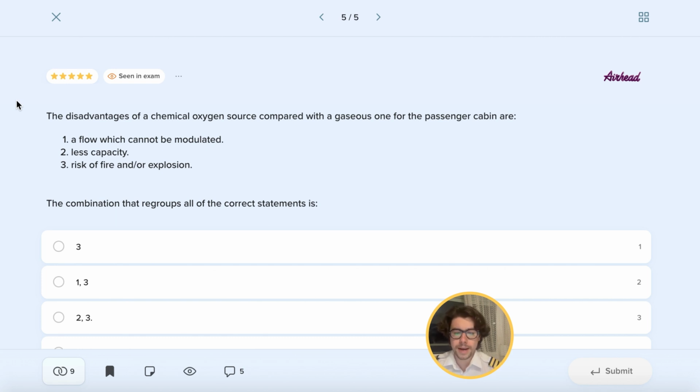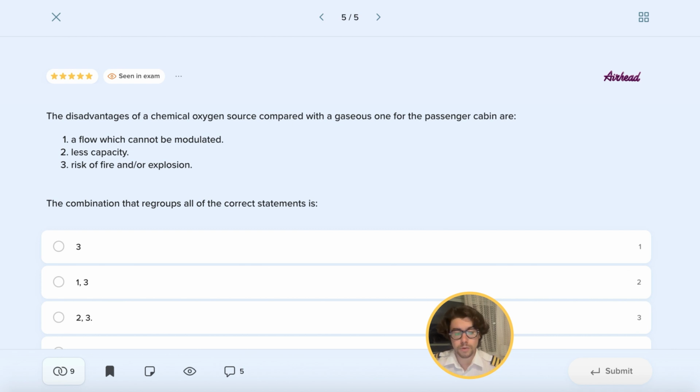So the main disadvantages of the chemical one is, of course, the flow cannot be modulated. The oxygen just goes out, and you just breathe in for a set period of time. And they do have less capacity, and because, of course, it's a chemical generated oxygen that doesn't control the flow, doesn't control much more in this case. And lastly, a risk of fire and or explosion. And not necessarily, of course, oxygen is an extremely flammable gas.